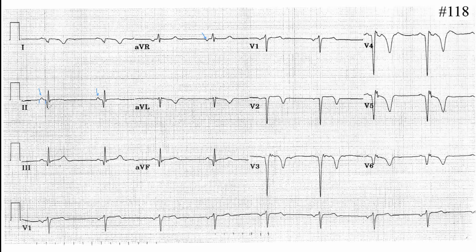Next one, the width of the QRS, how wide the QRS is, okay? And this QRS is? This QRS is narrow. So it means there is no intraventricular conduction abnormality. Now you should search for the pathological Q wave.